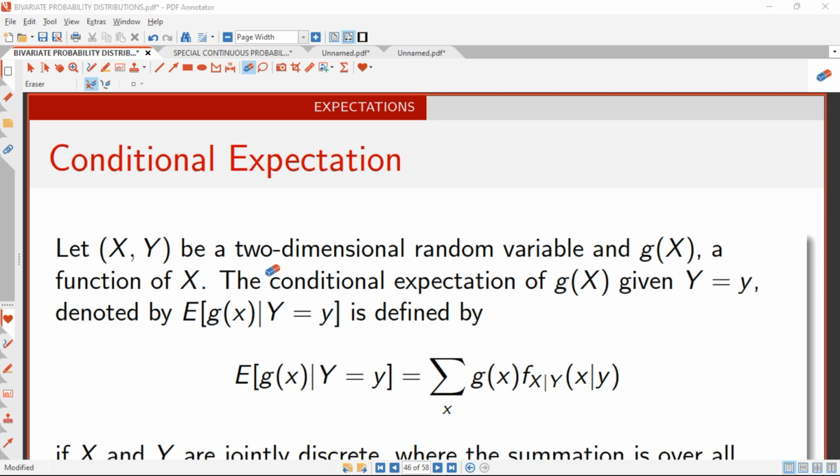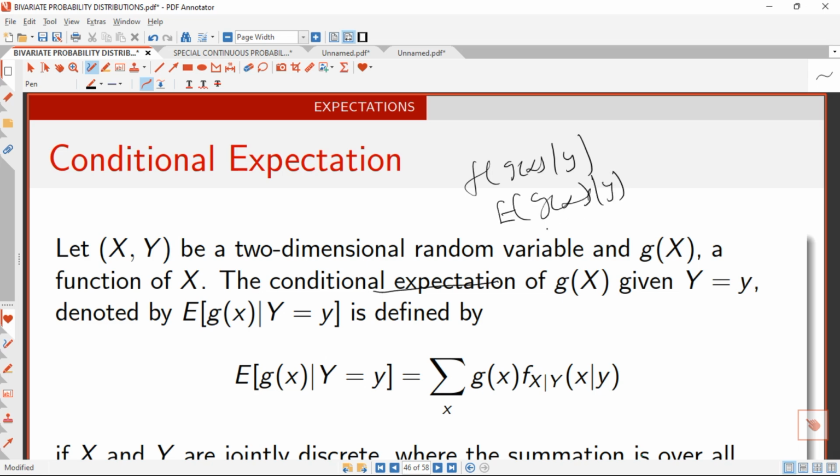The conditional expectation of g(x) given Y, in the conditional probability sense, we learned that this can be written as a function g of X given Y. That is in the probability sense. But when it comes here, it is called conditional expectation. So what we are going to do here is just change this f, as you can see here, to conditional expectation of g(X) given Y.